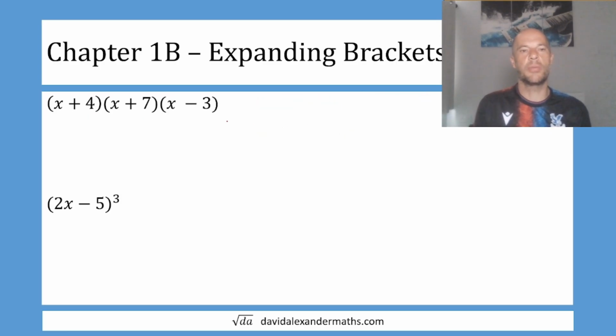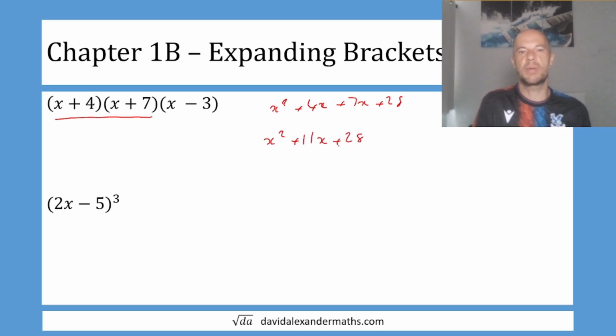Okay, here we have triple brackets. So all you need to do is just take two of the brackets, it doesn't matter which two, and expand them normally. So that is going to be x squared on the insides, 4x on the outsides, 7x, 4 sevens are 28. So that is x squared plus 11x plus 28.